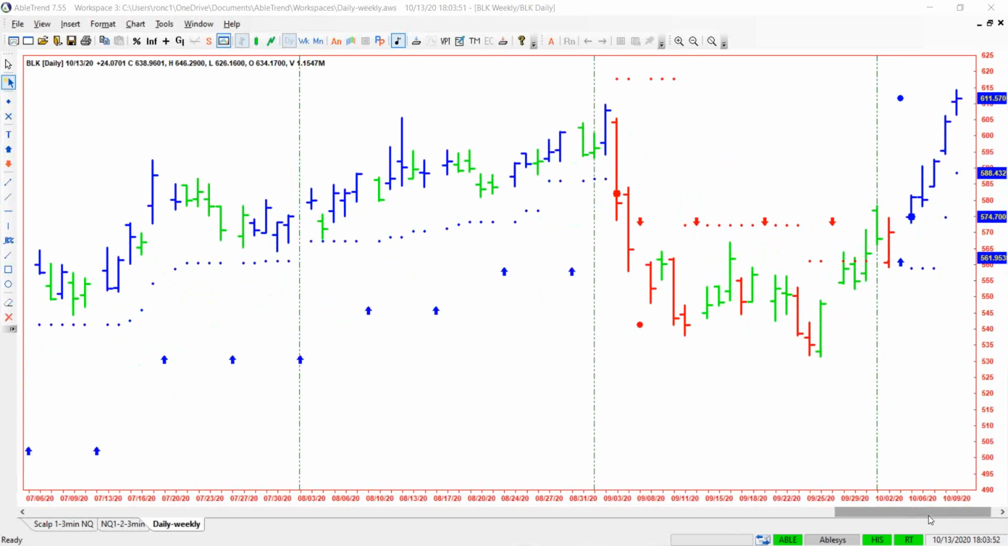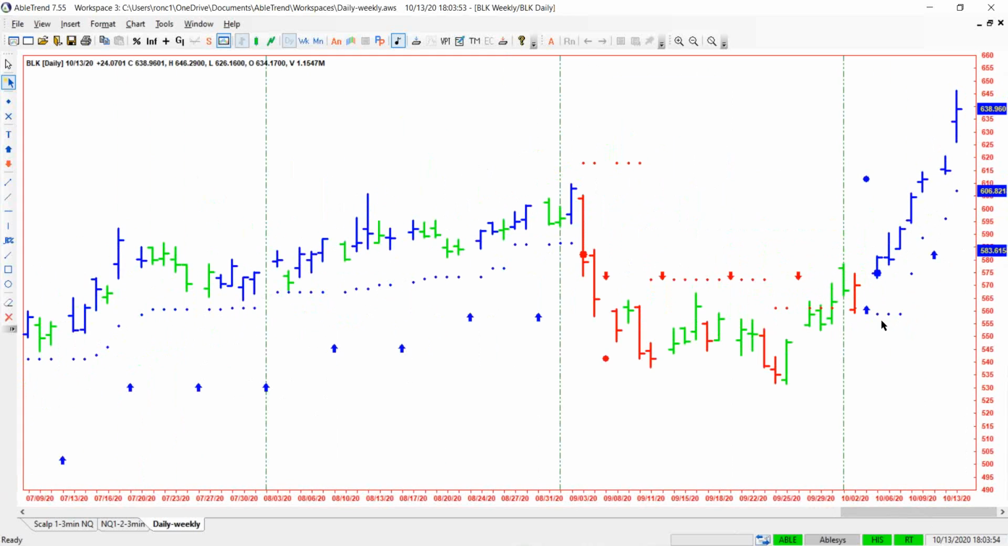You say, all right, what do I do when I first get in? Let me zoom in a little closer. What do I do here? Well, you put your stop just a little bit under the blue dot. A couple pennies is fine under the blue dot, because this dot is, again, blocking it from going lower. It's called support. We have protection there.